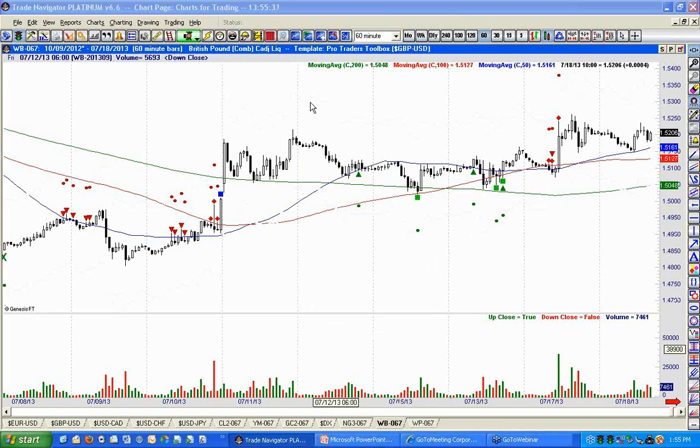Okay, Mario's got a question here. He says, I notice signals are more reliable in some periods like now and less reliable like last month. Is it possible to know when are the highest probability for good signals? Well, the answer to that question has to do with understanding how the signals are created.